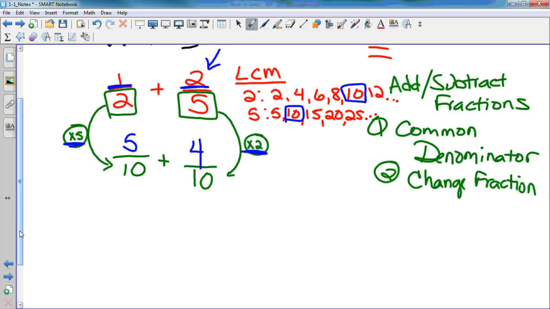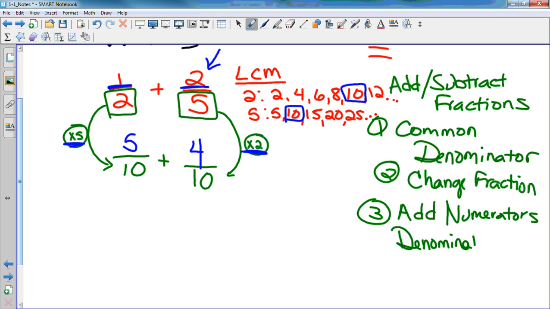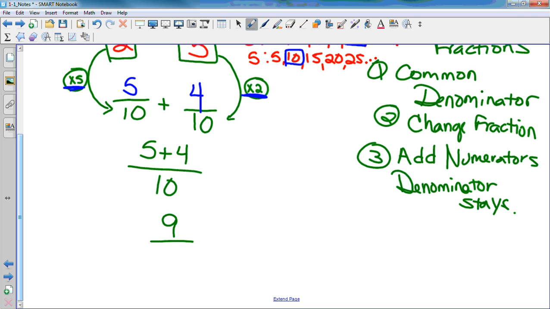Now, once you have them changed, step 3, add numerators. Denominator stays the same. So I have 5 plus 4 on the top, and I'm going to keep my denominator the same. What's 5 plus 4? 9. And then my denominator stays the same. So my answer, since it cannot be reduced, is 9/10.